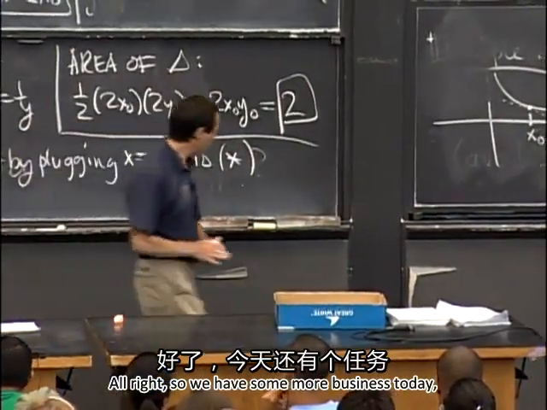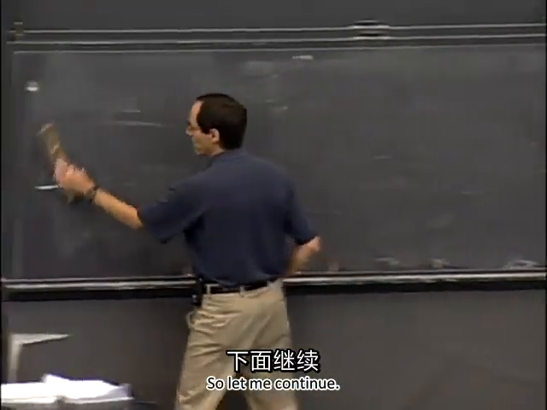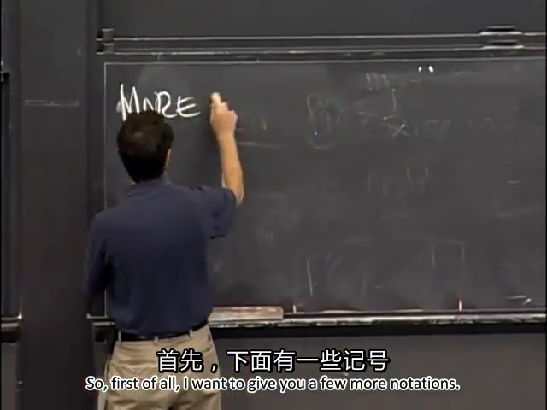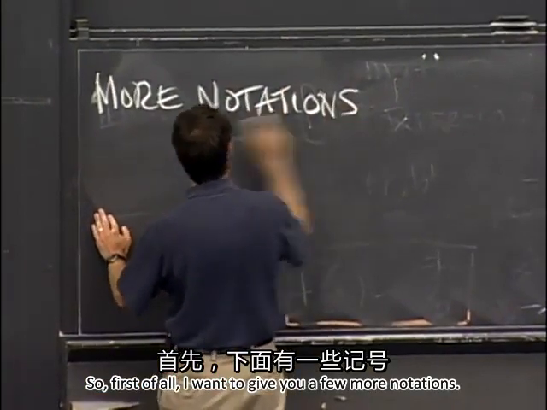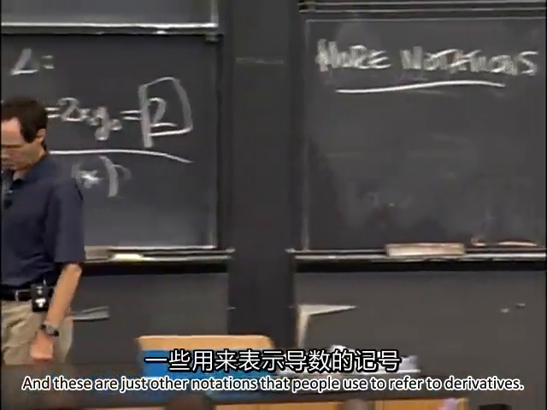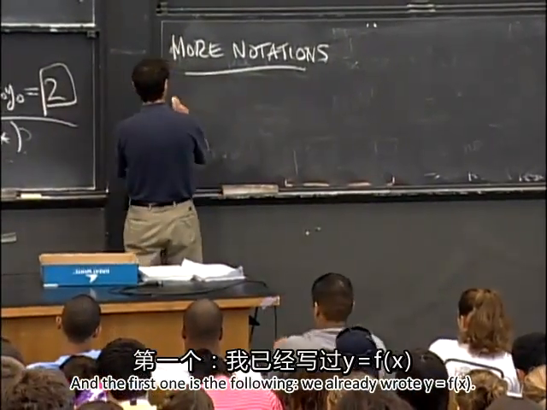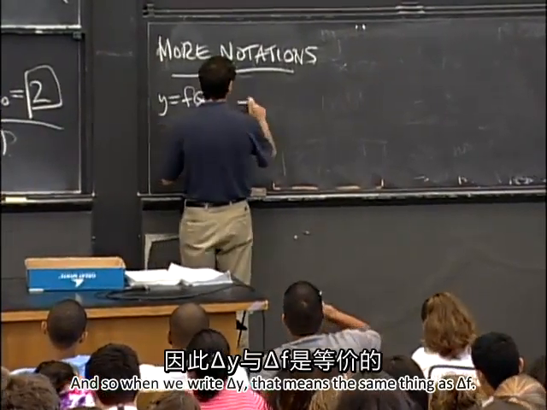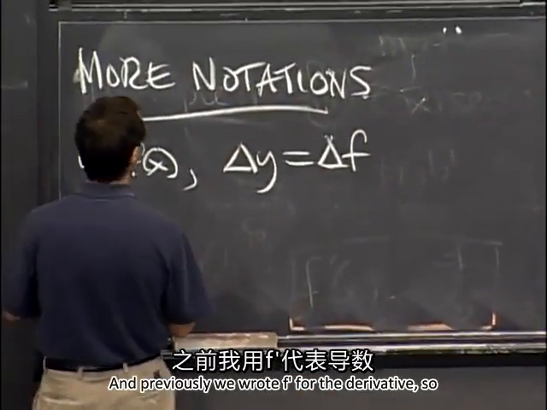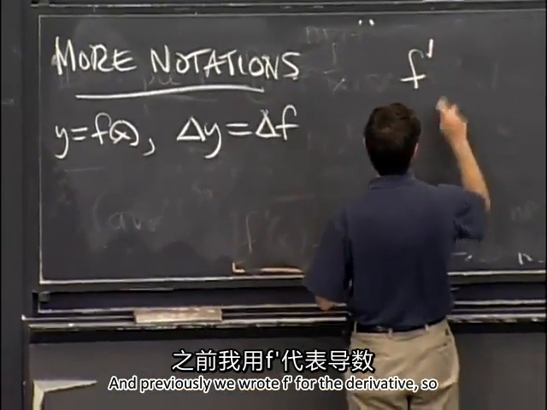All right. So we still have more business today, some serious business. So let me continue. First of all, I want to give you a few more notations. These are just other notations that people use to refer to derivatives. And the first one is the following. We already wrote y is equal to f of x. And so when we write delta y, that means the same thing as delta f. That's a typical notation. And previously, we wrote f prime for the derivative.